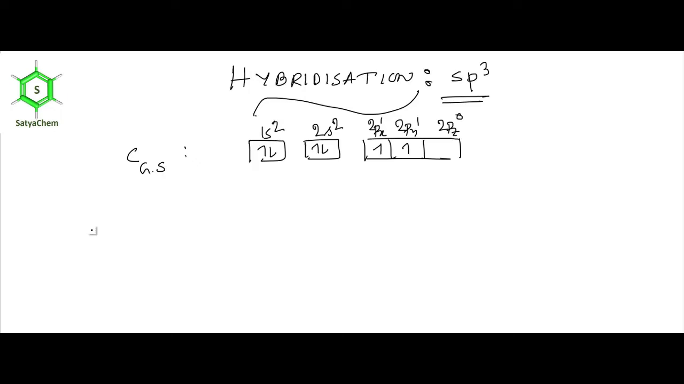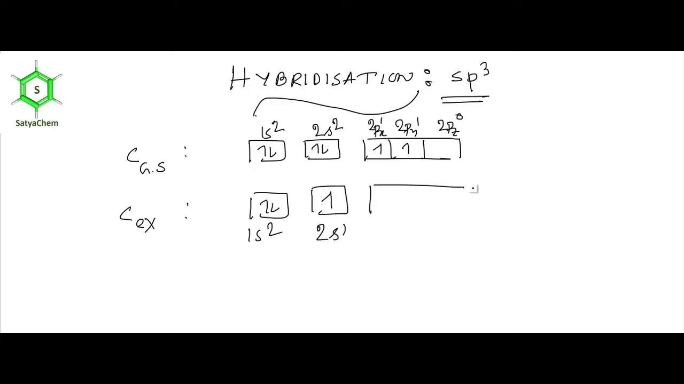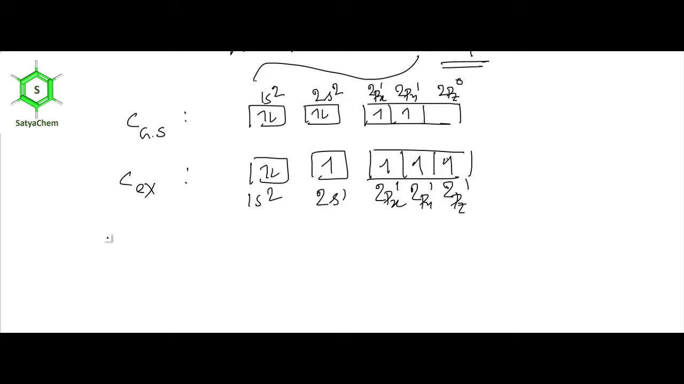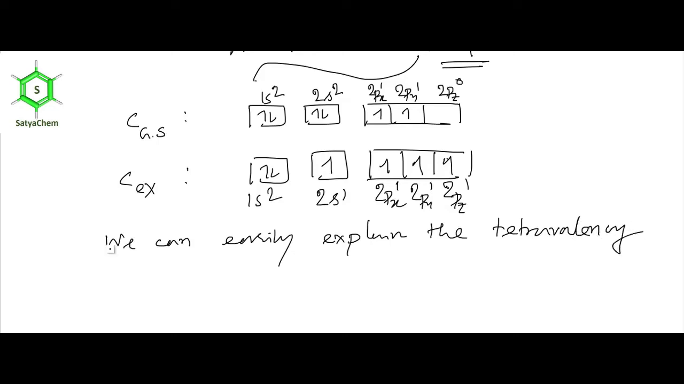Here we have to consider the excited state electronic configuration. In the excited state, we are assuming that one 2s electron jumps to 2pz. Now the excited electronic configuration becomes 1s2, 2s1, 2px1, 2py1 and 2pz1. So now see, we have 4 unpaired electrons. So now we can explain the tetravalency of carbon atom.